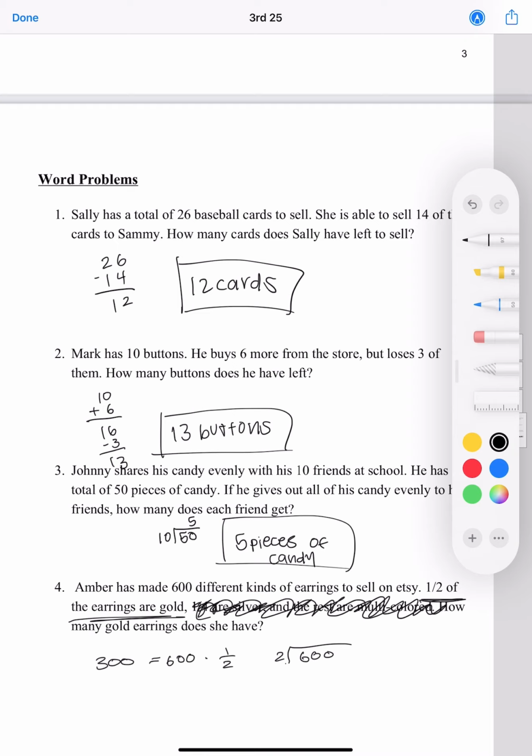So 2, how many times does 2 go into 6? 3 times. 2 times 3 is 6. Bring down the 0. How many times does 2 go into 0? 0 times. 2 times 0 is 0. Bring down the 0. How many times does 2 go into 0? 0, so we get 300. 300 gold earrings is our answer.